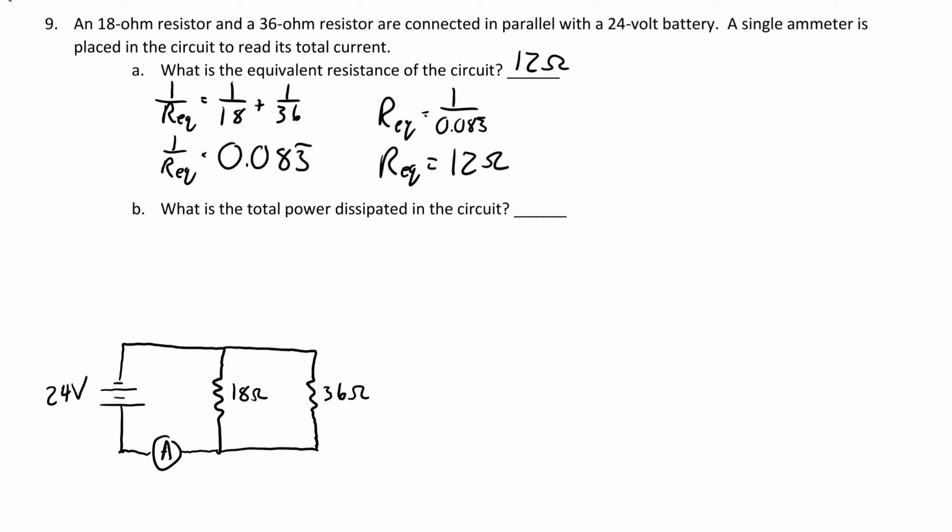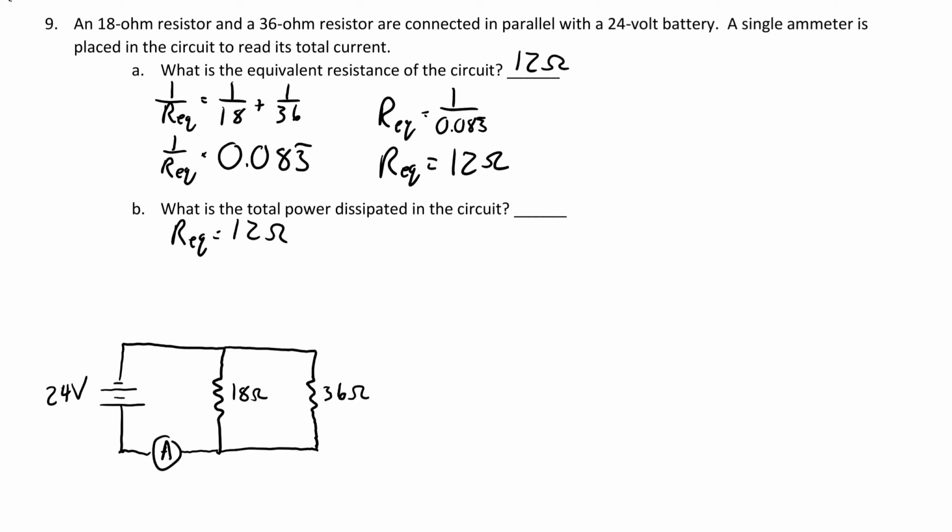That's fine too. Now they're asking for the total power dissipated by the circuit. So anytime they're saying total, you definitely want to make sure you're using the equivalent resistance. So I'm just going to kind of do the guess method on the side here. We're not going to use this one or this one. We're using the equivalent resistance again because they're looking for the total power.